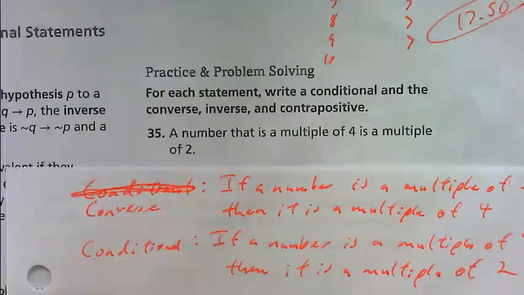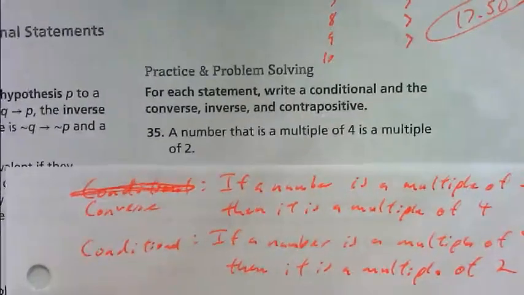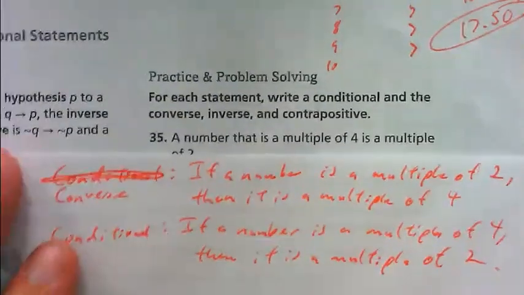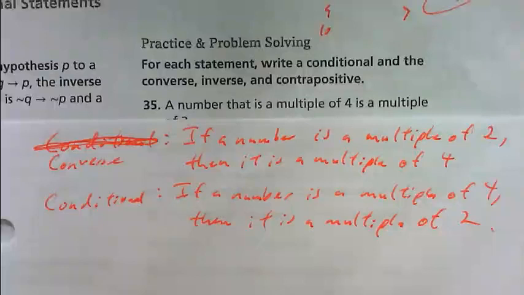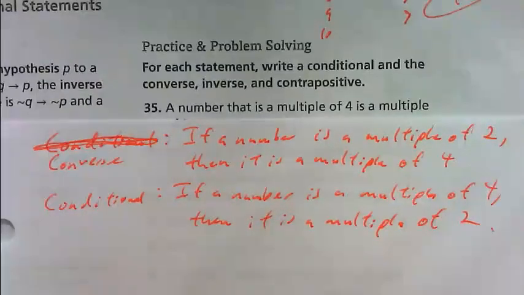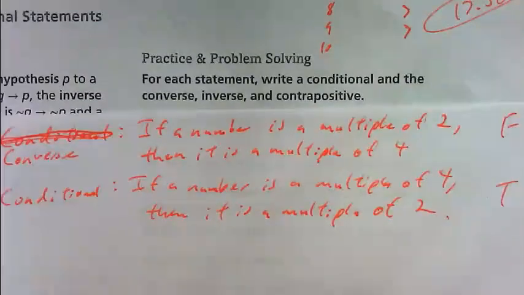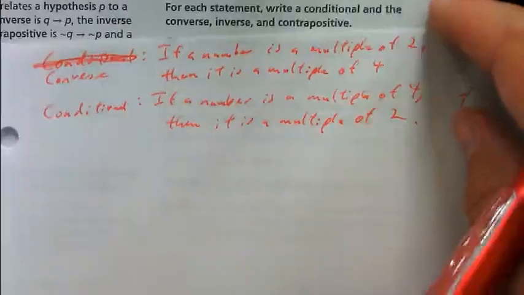Now, conditional and converse don't necessarily have to have the same truth value because they are not always going to be logically equivalent. If they were logically equivalent, then we could write it as a biconditional. In this one, this statement ends up being true, the converse ends up being false. They are not logically equivalent, so this could not be written as a biconditional.